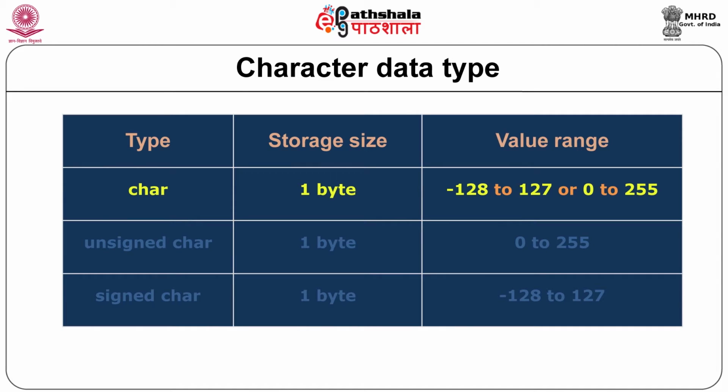There are 3 character data types given: character, unsigned character and signed character. If you are using only character type of data, then storage size is 1 byte and value range is minus 128 to 127 or 0 to 255. If you use unsigned character, then storage size is 1 byte and value range is 0 to 255. For signed character, storage size is 1 byte and value range is minus 128 to 127.